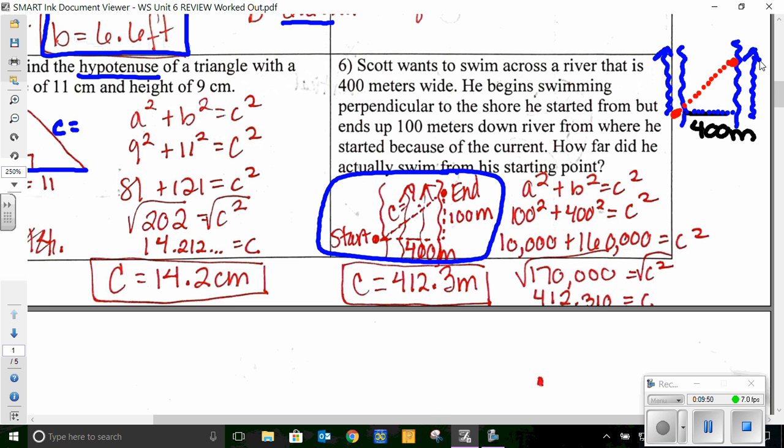All right, so we know this. We know that was 400, the width of the river. We also know that he landed 100 meters downstream or down the shore. And so we're trying to find that red dotted diagonal line. So when you do the math, you've got a squared, which is going to be either 400 or 100, plus b squared equals c squared. And when you do the math, you get 412.310 equals c. But again, we've got to round it to the nearest tenth, because that was what the original directions told us to do. So this is our final answer here. He swam 412.3 meters.